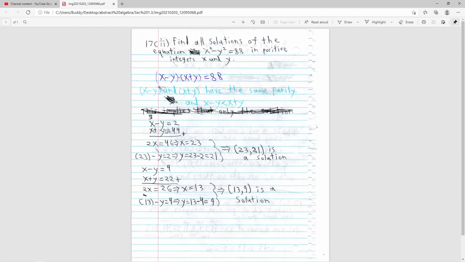So that's why x minus y equals 2 and x plus y equals 44 is one possibility. x minus y equals 4 and x plus y equals 22 is another. We solve for x and y, and that gives us the solutions. So (23, 21) is a solution, and (13, 9) is a solution. That fits this condition, a solution of the equation in positive integers x and y.